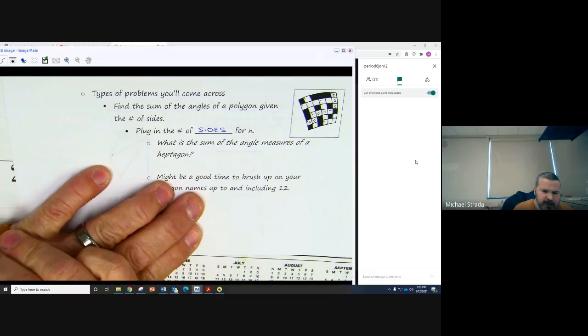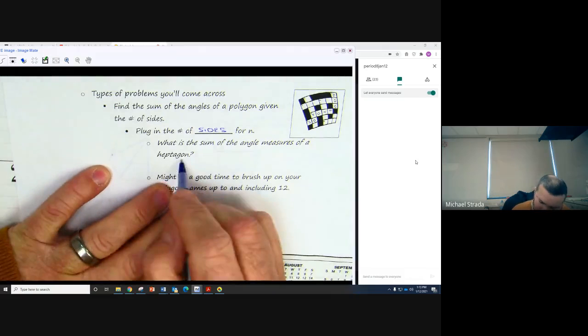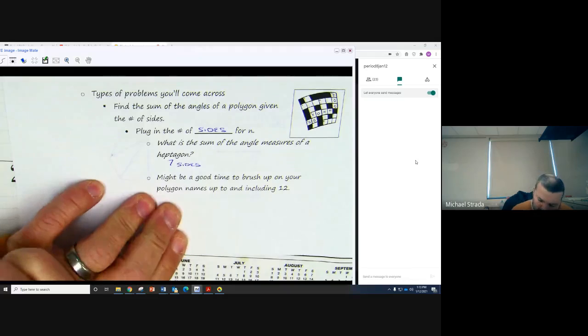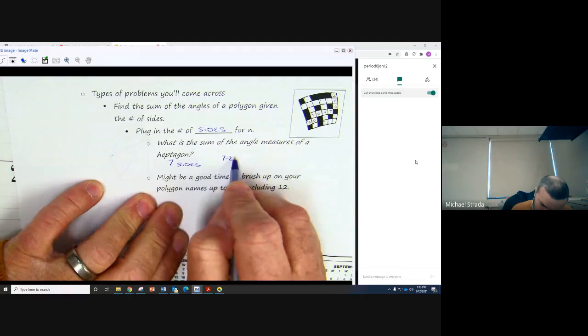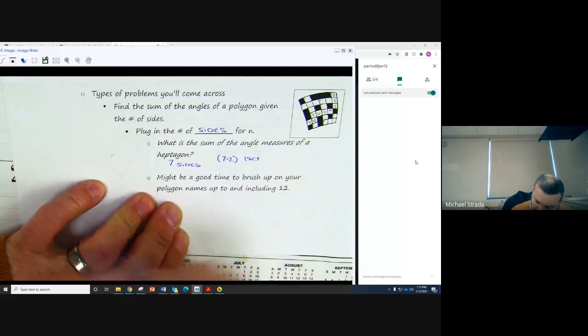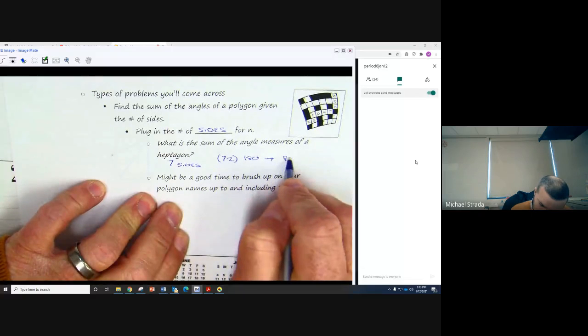So what is the sum of the angle measures of a heptagon? Well, a heptagon has 7 sides. And all you would do is 7 minus 2 times 180. 7 minus 2 is 5. 5 times 180 is 900 degrees.